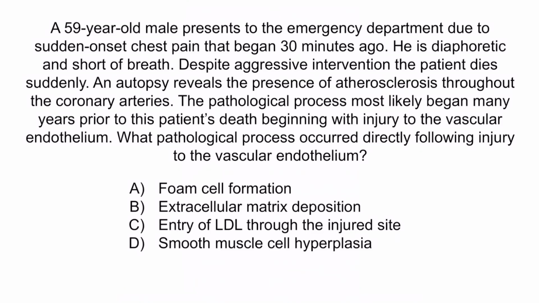All right, the main takeaway from the question is that the patient had a myocardial infarction, and atherosclerosis was present at autopsy. We're told that this process began with injury to the vascular endothelium and asked what occurred directly following this. So with this in mind, the correct answer is C, entry of LDL through the injured site.